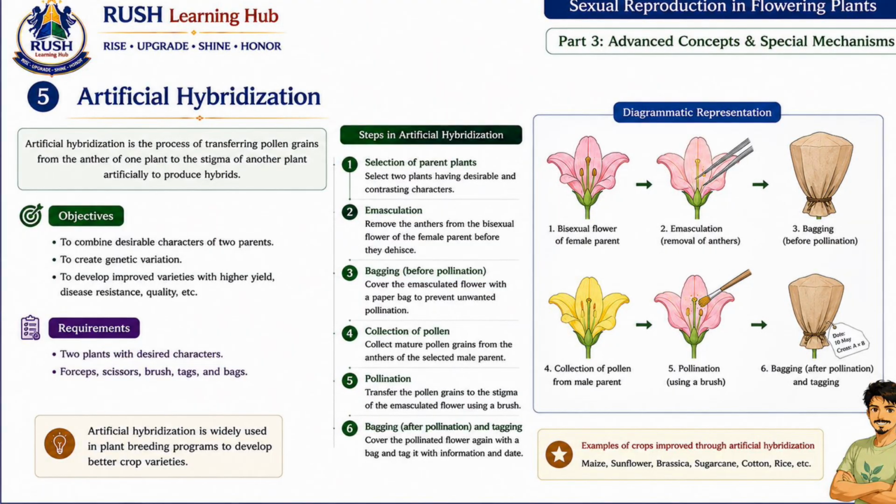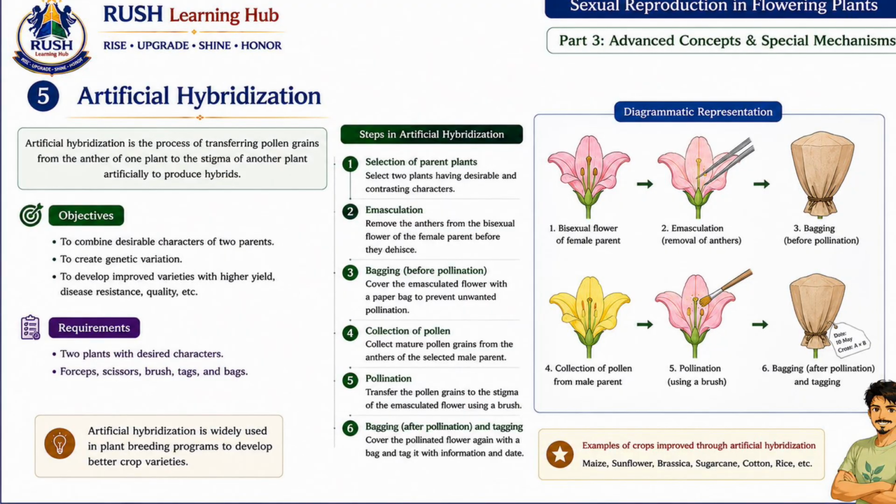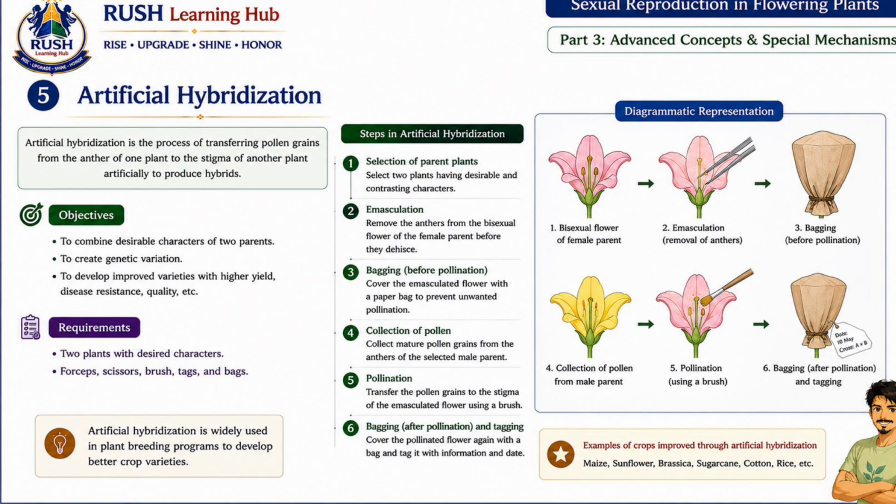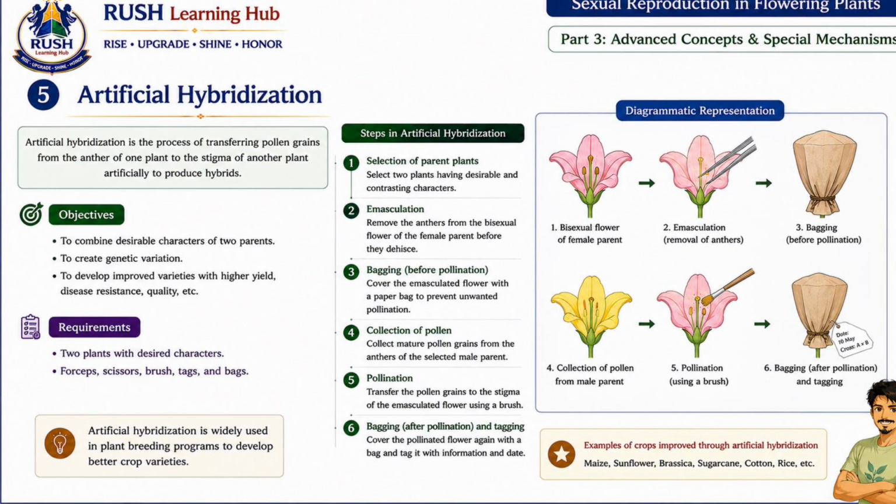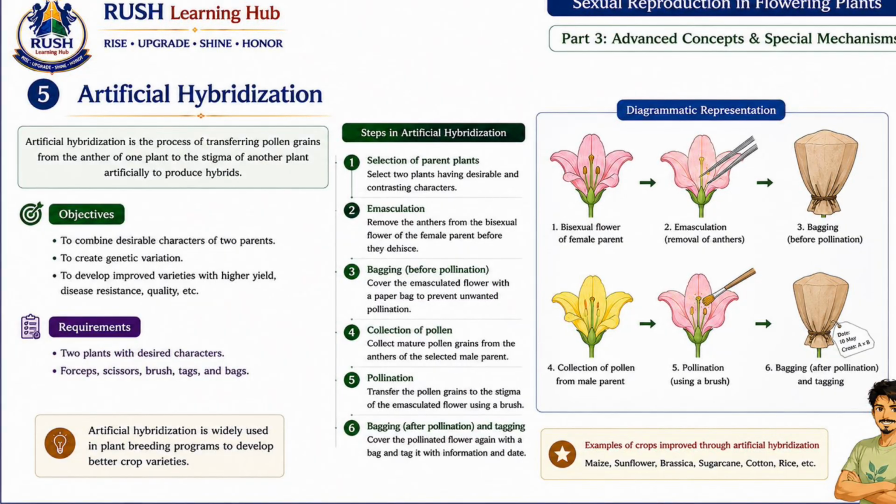Step 3. Bagging before pollination. After emasculation, the flower is covered with a suitable paper or plastic bag. This process is called bagging. Bagging prevents unwanted pollen grains from reaching the stigma and contaminating the experiment.